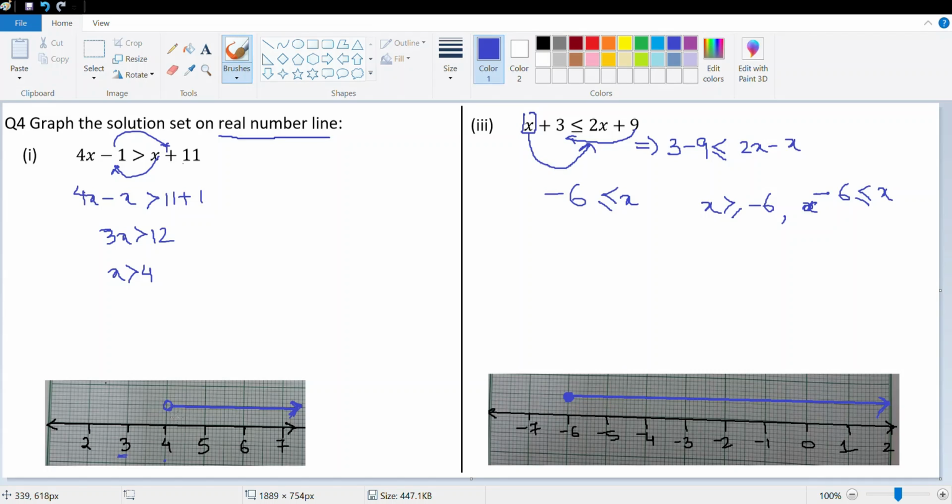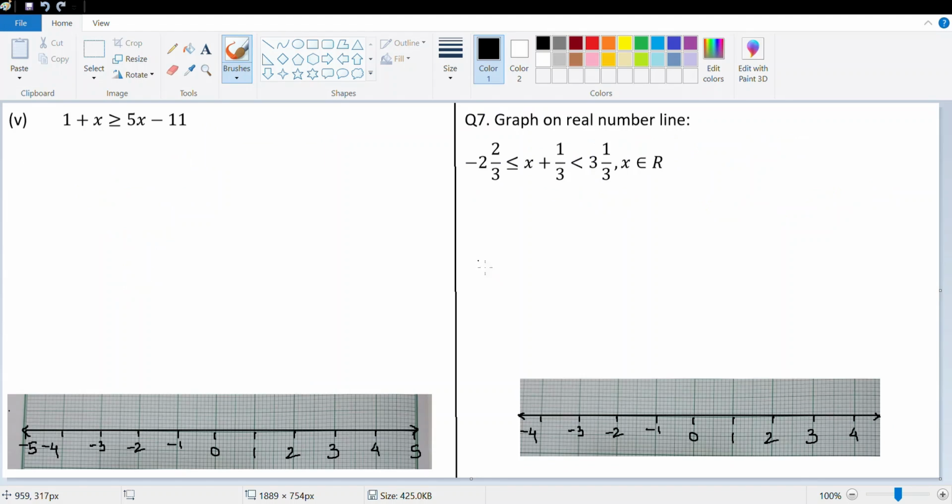Note in the previous question, 4 was not a solution because it was x is more than 4. Let's look at the next question. The next question that we do is question number 4, part 5. Again, it's 1 plus x is more than or equal to 5x minus 11.